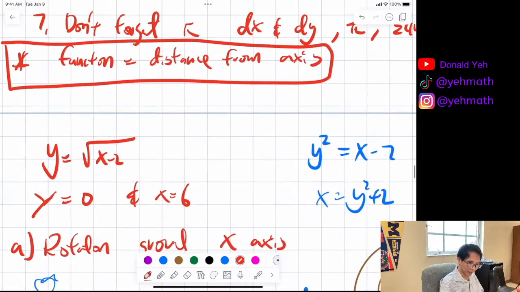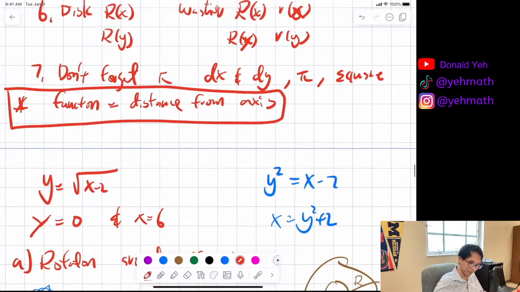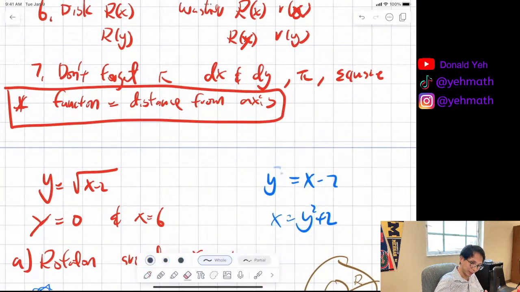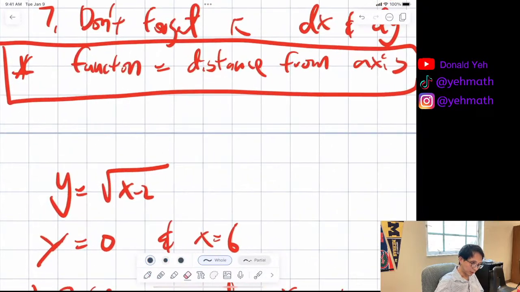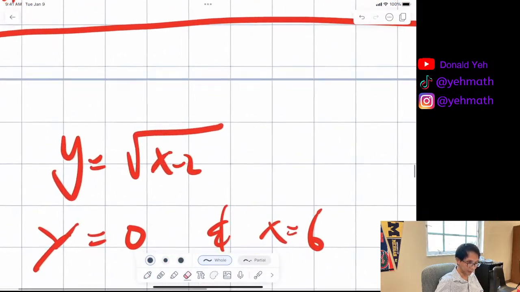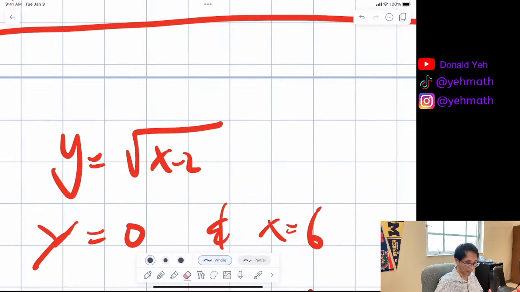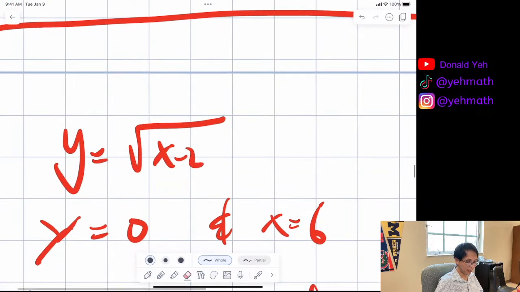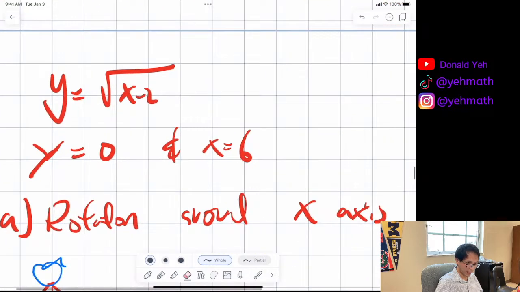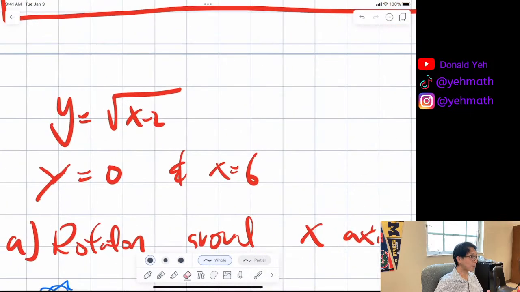So what I'm going to do is I'm going to show you how to do the first one, and I'm going to kind of guide you through all different ones. So now first of all, we're going to graph y equals x minus 2, y equals 0, and x equals 6. That's going to create a small boundary, and I want you to rotate around the x-axis. I want you to try this one before I show you the answer.